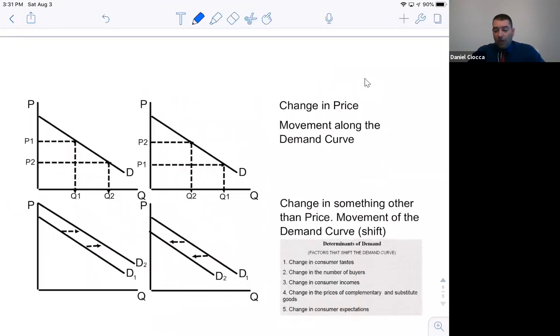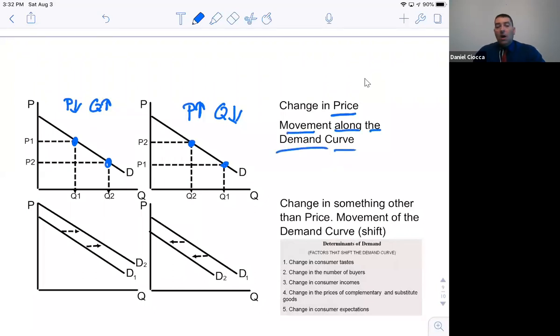So, to summarize, things that we've learned in the last 2 chapters. When there's a change in a product's price, there's movement along the demand curve. So notice, this is price falling, quantity rising. This is price rising, quantity falling. Change in price, and we moved along the demand curve.